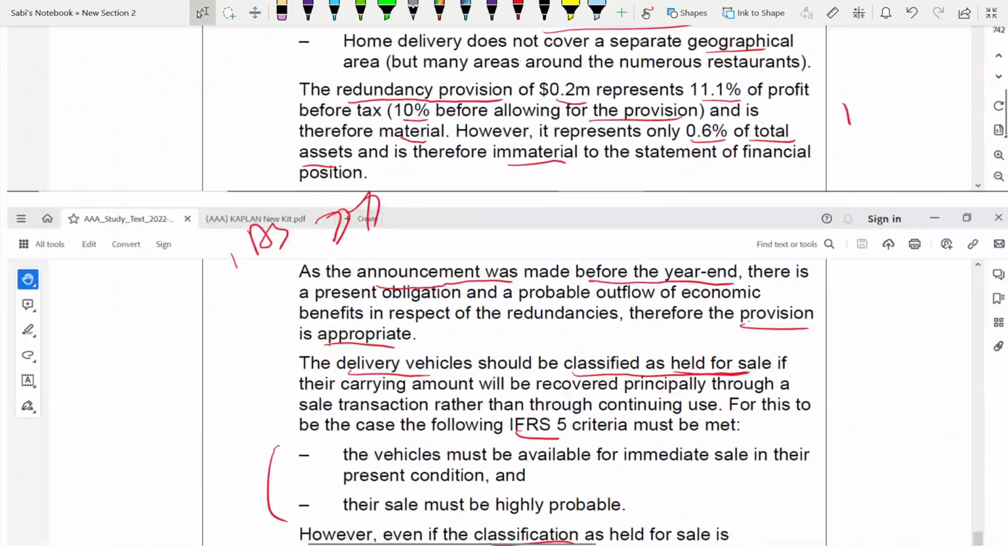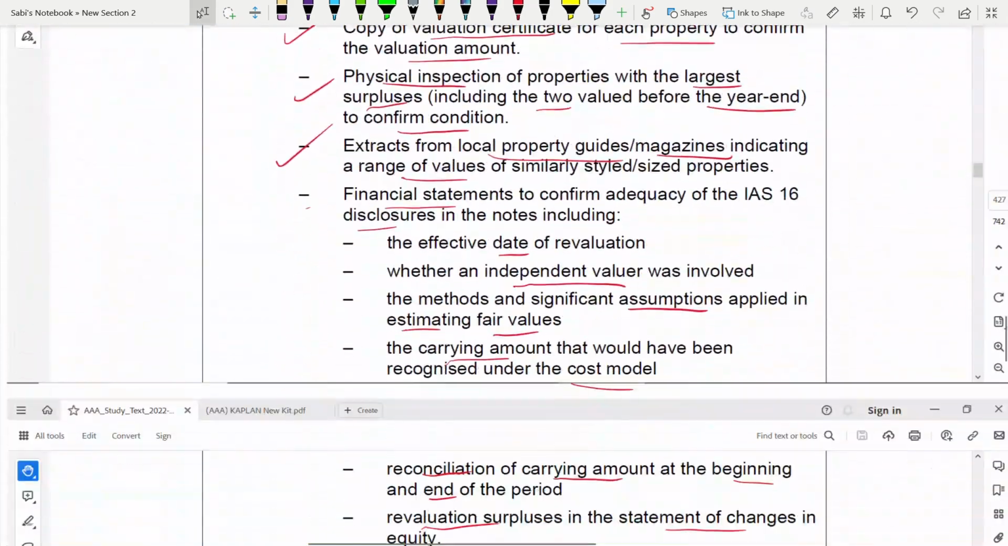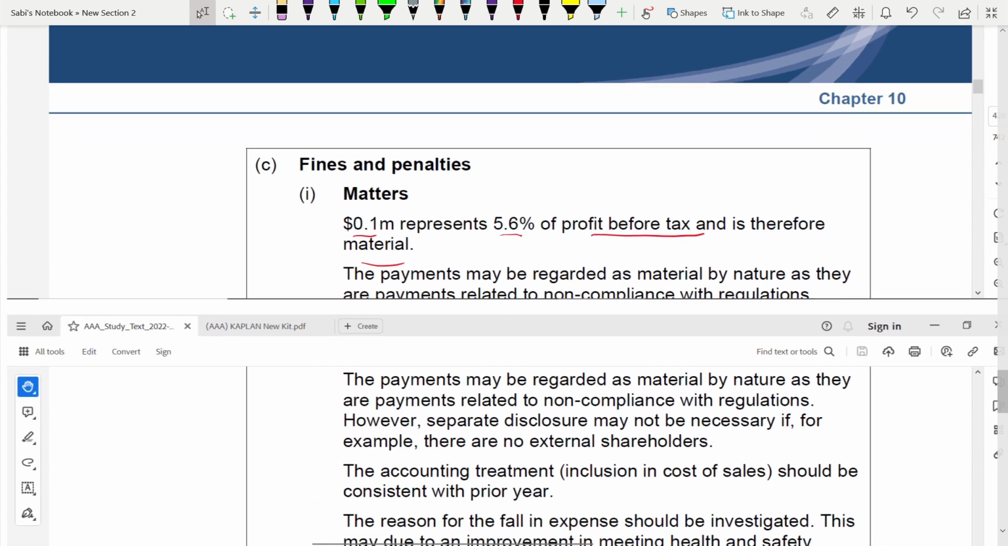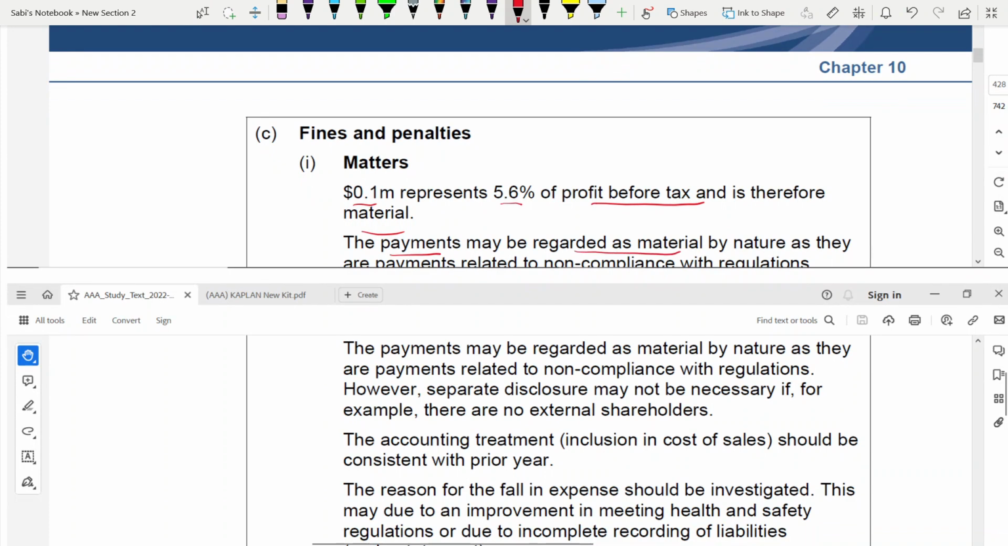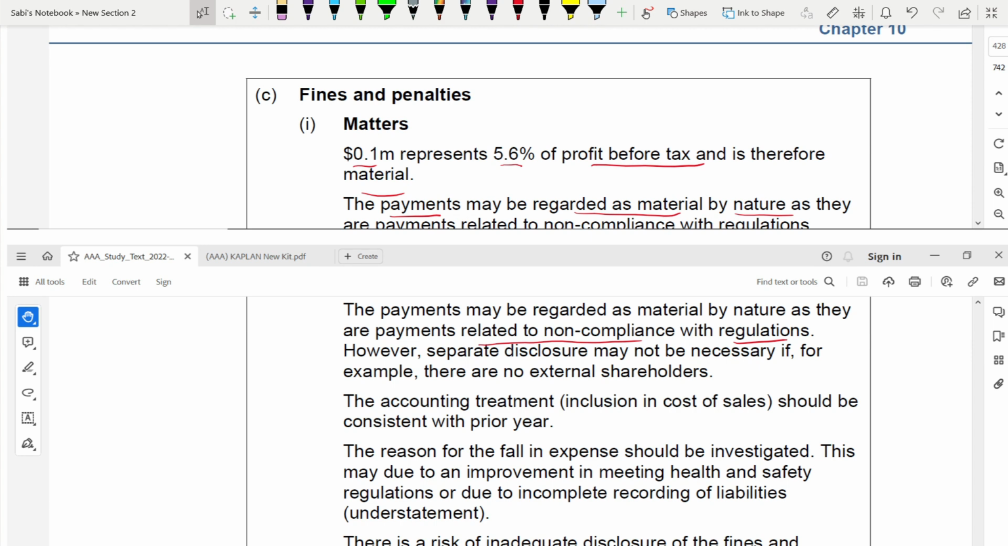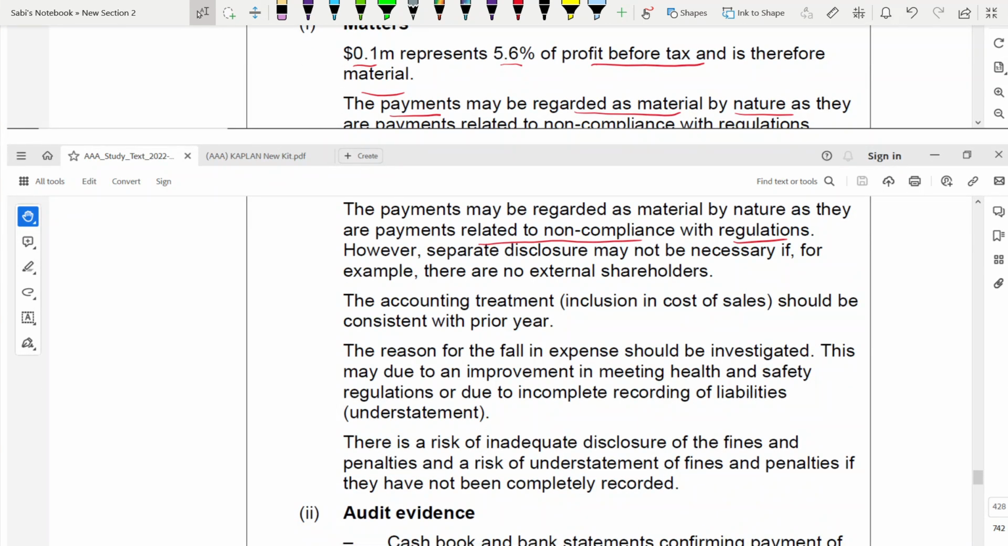Okay, so 0.1, if you see in terms of profit before tax, it's 5.6% and is material. Now even the payment may be regarded as material by nature. Why? Because it is related to non-compliance. Payment related to non-compliance with regulation, such kinds of payment by nature are material. Now separate disclosure is not needed when external shareholders are not there. Now see, they have given you the prior year figure, right? So this accounting treatment, inclusion in the cost of sales, should be consistent with the prior year. If last year also you have included it in cost of sales, it makes sense.